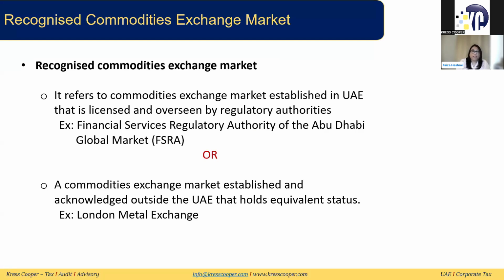The commodity has to be traded on these commodity exchange markets in the UAE, or it could also be traded on an equivalent commodity exchange market outside of the UAE. The condition is that they should be licensed and overseen by regulatory authorities. We could take the example of the London Metal Exchange. If any of the products are being traded there, then they will also fall under the qualifying commodity.